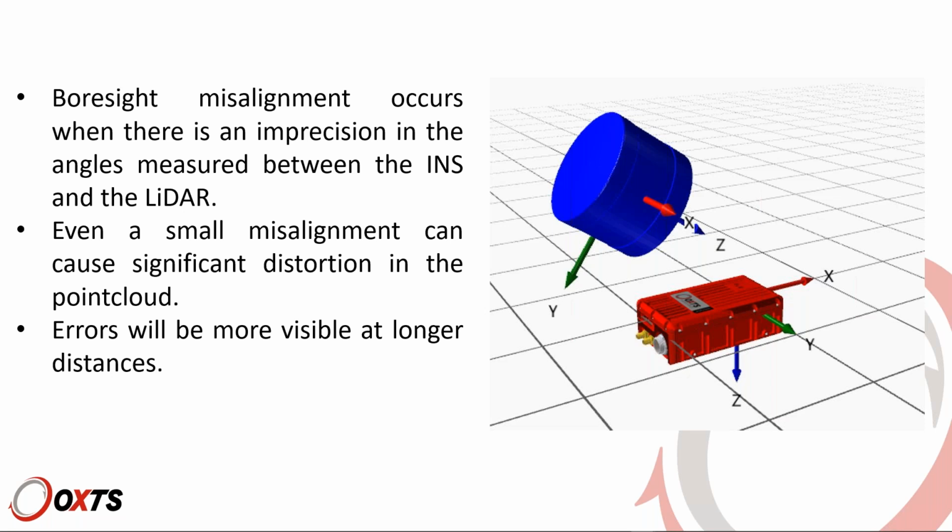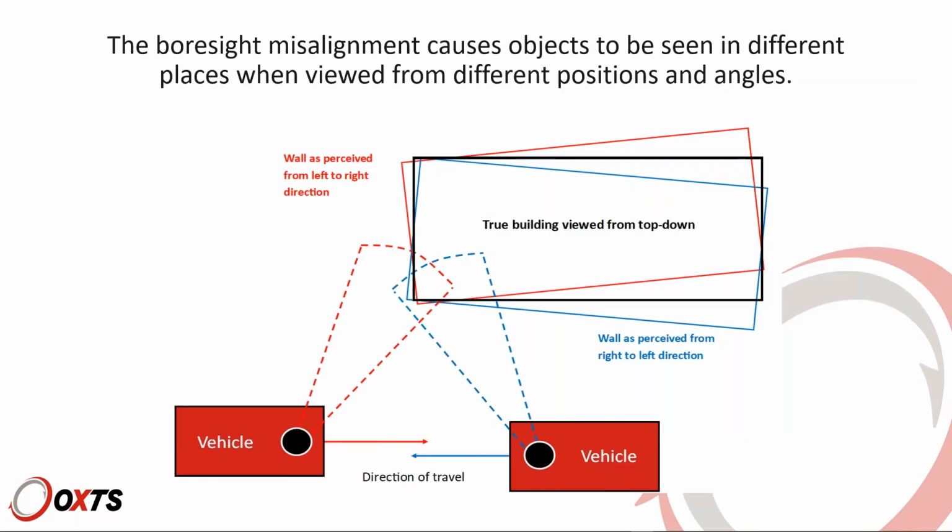And again, because it's an angular kind of inaccuracy, distance will make these more visible. It will make the errors worse at the longer distances. So what the Boresight misalignment causes is for objects to be seen in a different way depending on the position and the angle from which they are being viewed or scanned by the LiDAR. So if you have a building, this black rectangle here, that is a top view of a building, imagine that.